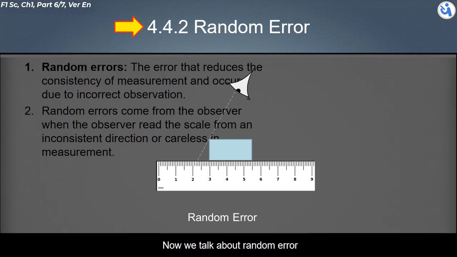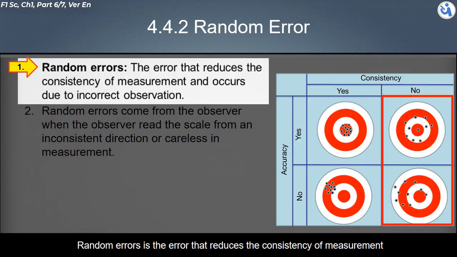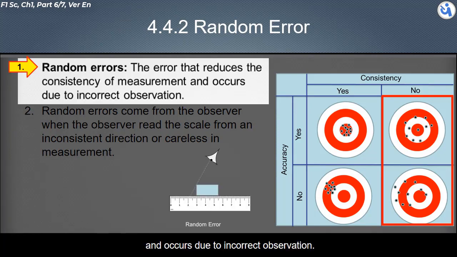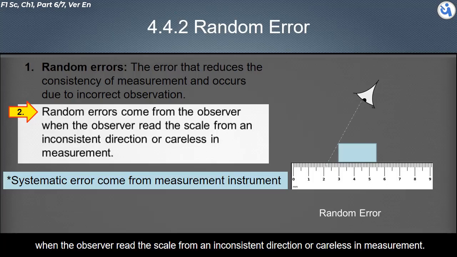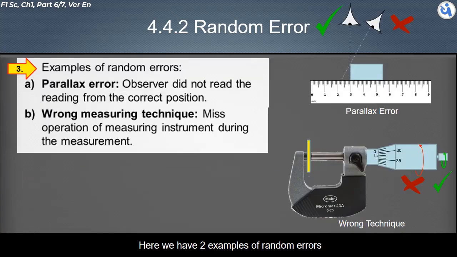Now, we talk about the random error. Random error is the error that reduces the consistency of measurement, and it occurs due to incorrect observation. Different from systematic error, random errors come from the observer, when the observer reads the scale from an inconsistent direction, or is careless in measurement. Here, we have two examples of random errors.